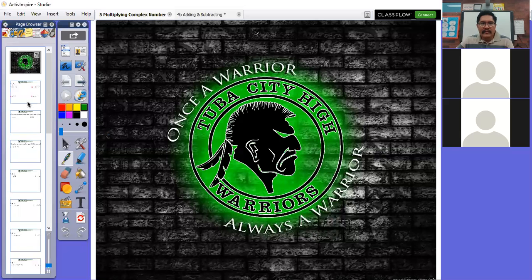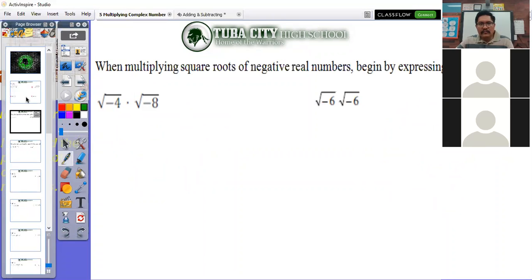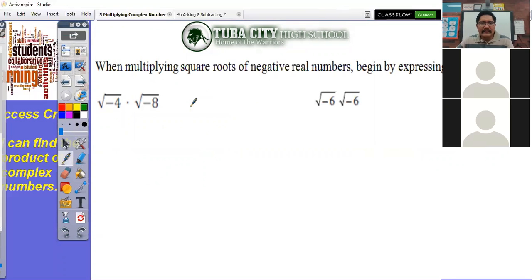All right, and moving on to the next one. So we're gonna multiply some of these. So let's see what it says. When multiplying square roots of negative real numbers, begin by expressing them in terms of i. So when we were simplifying the radicals with the imaginary numbers, or simplifying complex roots, I think it was just simplifying imaginary numbers, it's going to be the same thing. So anytime you have a negative.